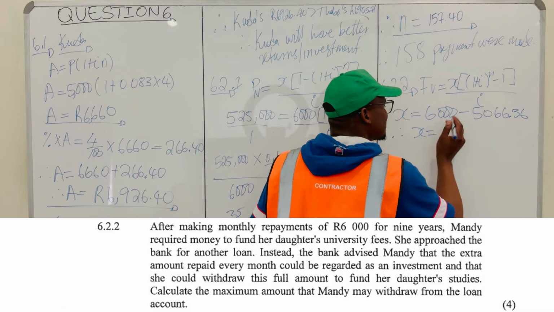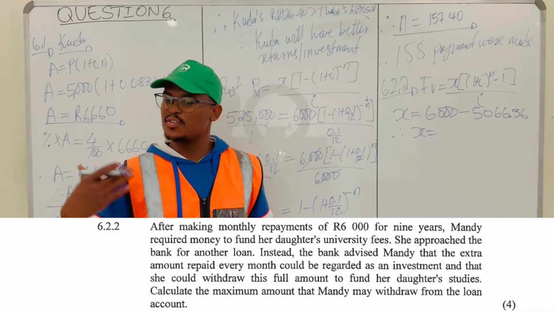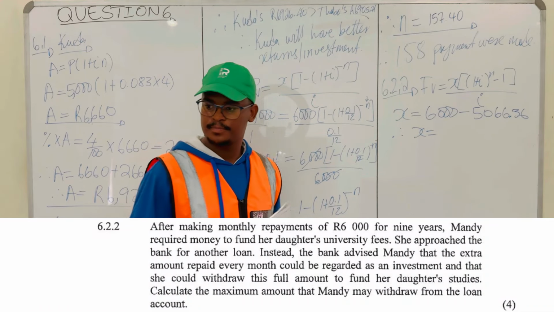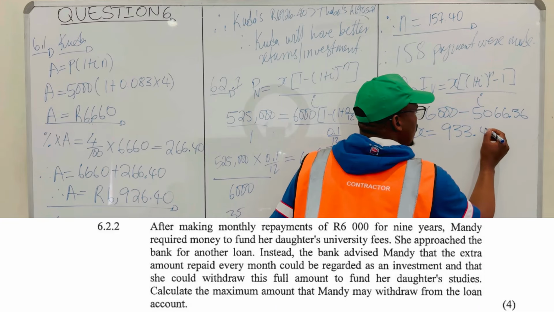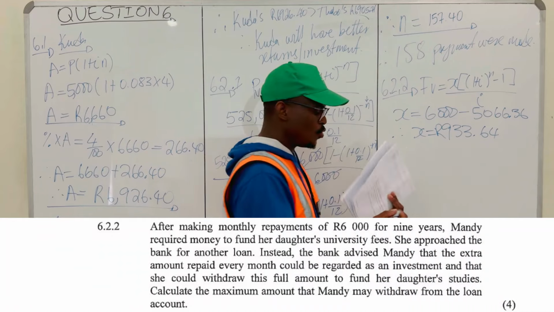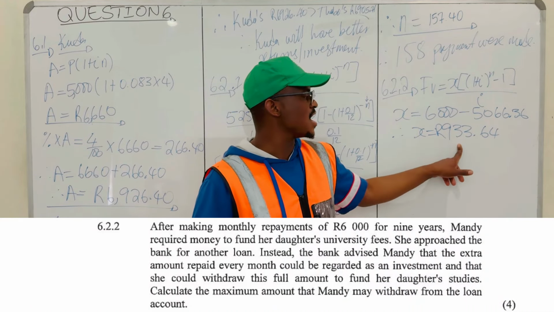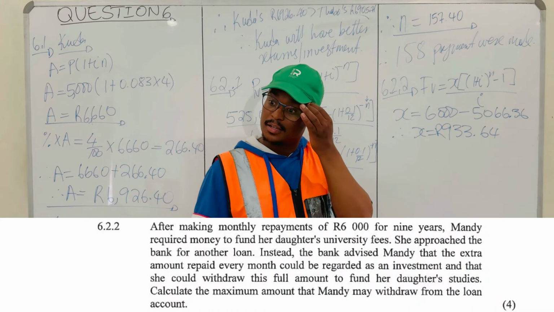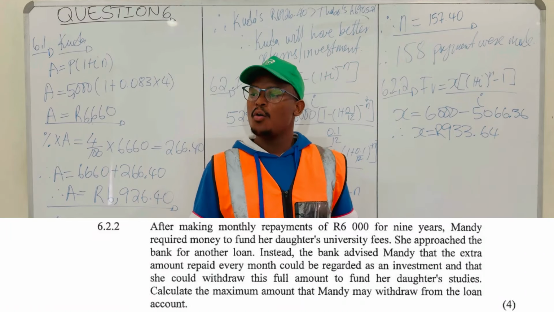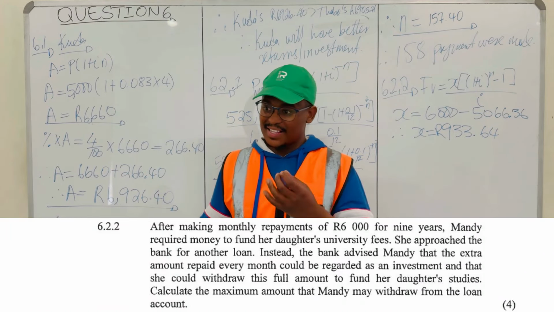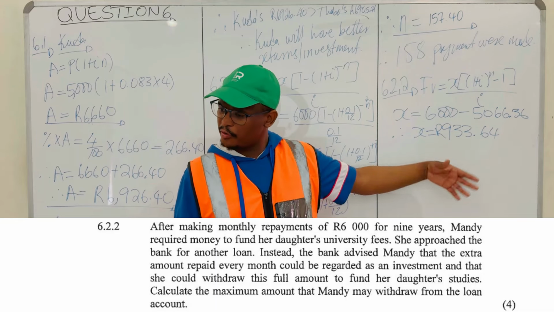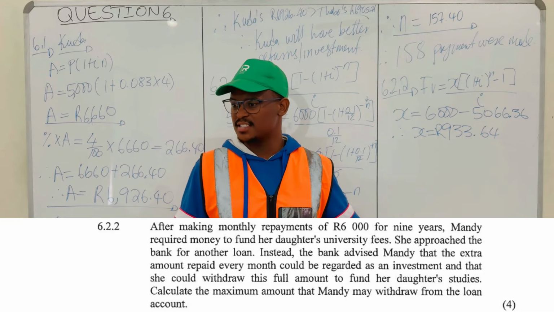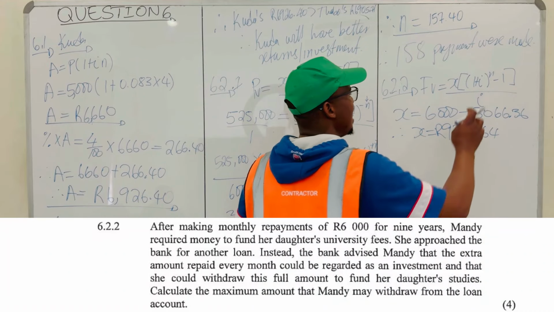Therefore, your x value, which is the amount that she was putting into the account as extra, is 933.64. Which means this lady was putting in an extra 933 rand 64 cents. So now, if the bank says to consider this money as an investment, it's like you're investing this much for 9 years, and you earn for 9 years.